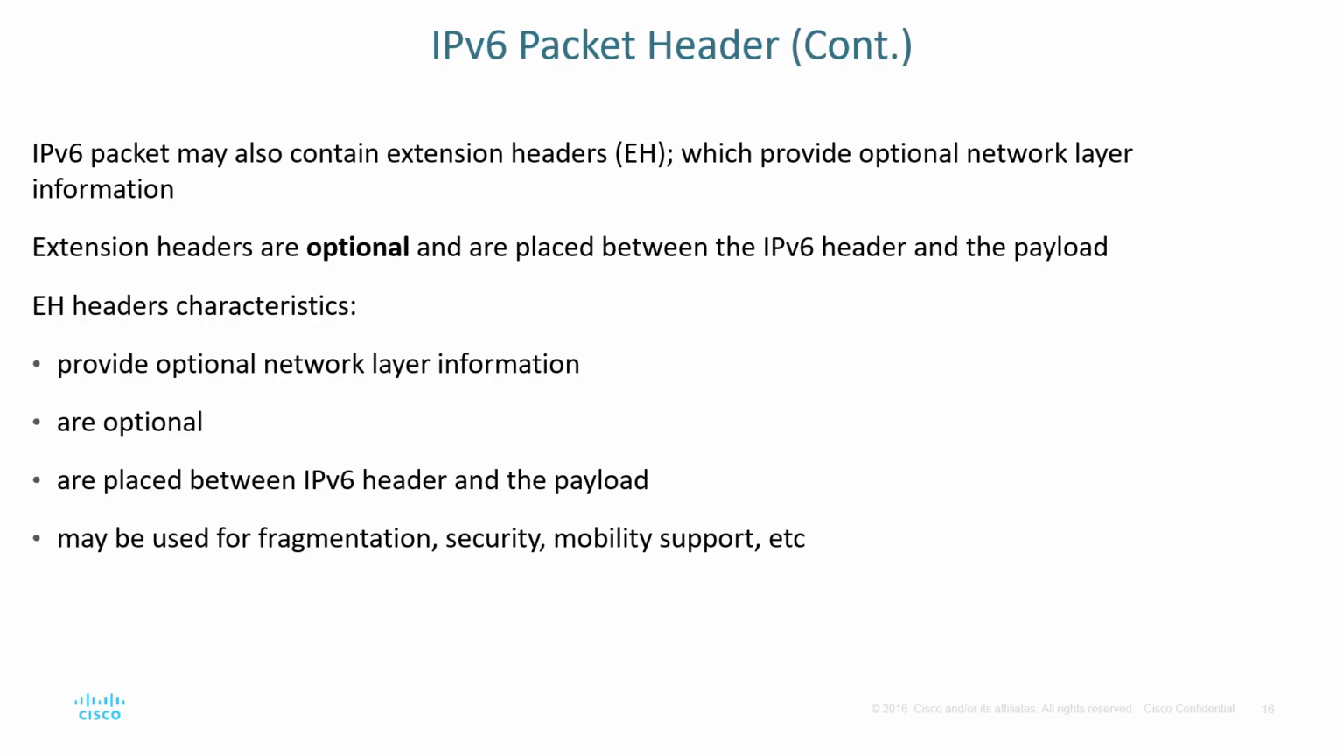Now, IPv6 packets may also contain extension headers, which provide optional network layer information. Again, they are optional and they are placed between the IPv6 header and the payload. Some characteristics are that they provide optional network layer information. They are optional, and they are placed between the header and the payload. They may be used for fragmentation, security, mobility support, etc.